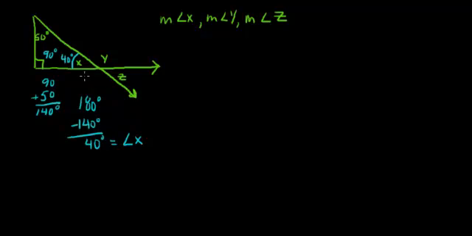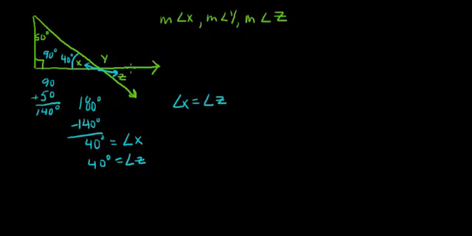Using the idea of vertical angles, which means the opposite angles, we now know that angle Z also has to be 40 degrees because vertical angles have equal measurements. They share a common vertex, they don't share sides, and it's where the lines intersect. So angle X has to equal angle Z. And since X is 40 degrees, we know that Z is also 40 degrees.